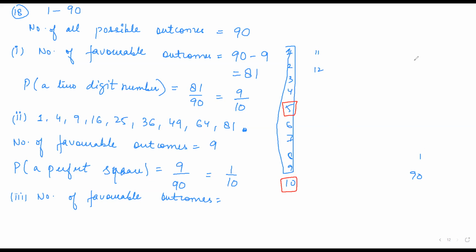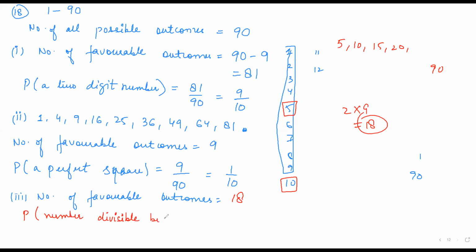Yes, ma'am. And up to 90 means you have 9 columns. So simply 2 into 9 you can do. That is 18, right? Or you can separately write like 5, 10, then 15 and 20 and like that up to 90. And then you count them. So they will be 18 in number. The number of favorable outcomes are 18. So the probability of a number divisible by 5 will be 18, and total are 90. So divide by 9, so it will be 2 by 10. Or again by 2, so it will be 1 by 5. Done? Yes, ma'am.